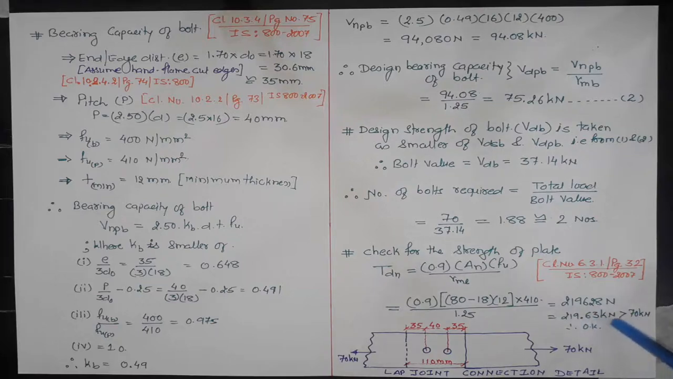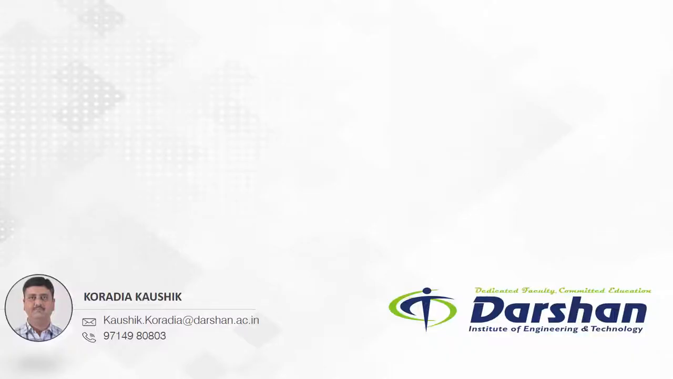Since our plate is subjected to only 70 kilonewton force, our plate is safe in tension. Here I have drawn the lap joint connection in which our end distance is 35 mm and pitch distance is 40 mm. Hence, total connection length comes out to be 110 mm. This ends our numerical. This ends our lecture. In the next lecture, we will go through a number of worked examples. Thank you.